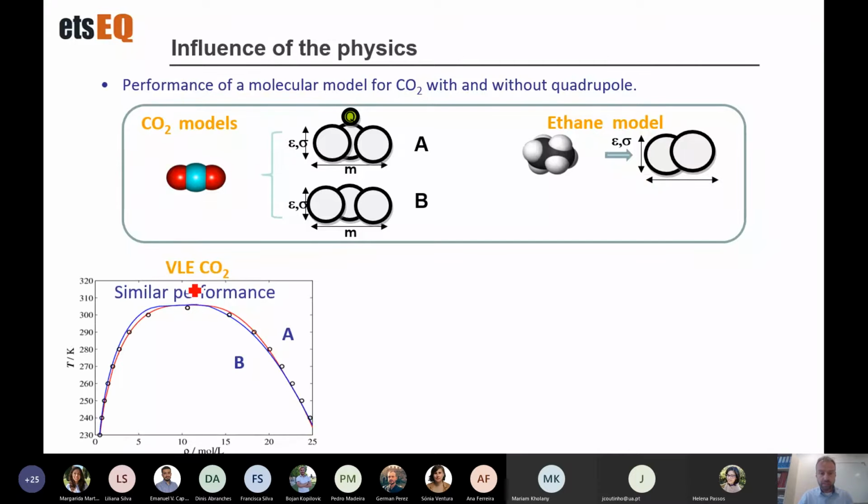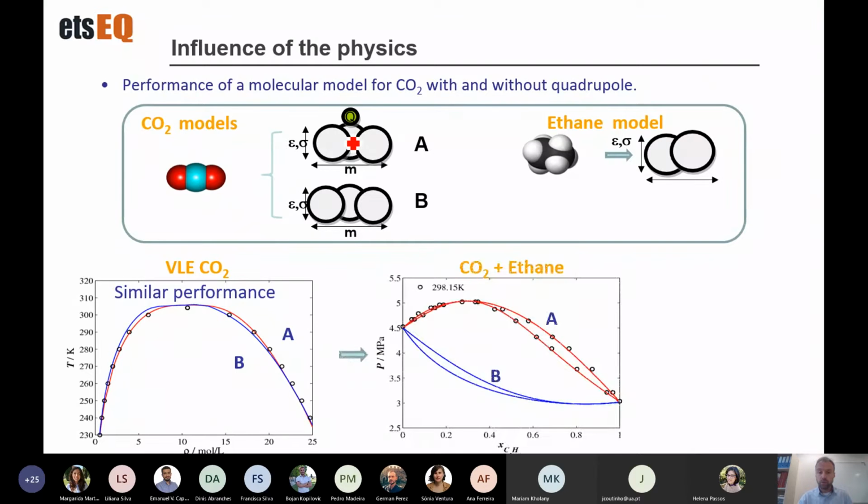Here we can see the VLE performance, vapor-liquid equilibrium, temperature-density diagram with models A and B. This is CO2, and this is the temperature-density diagram. You can see that model A and model B are more or less the same. They provide very similar results, okay? We cannot state that one of them is better than the other one. Okay, so then why use a model that makes our life a bit more complicated? Well, when we move on to the CO2-ethane mixture, this is a pressure-composition diagram, okay? The symbols are the experimental data, the lines are the SAFT calculations.